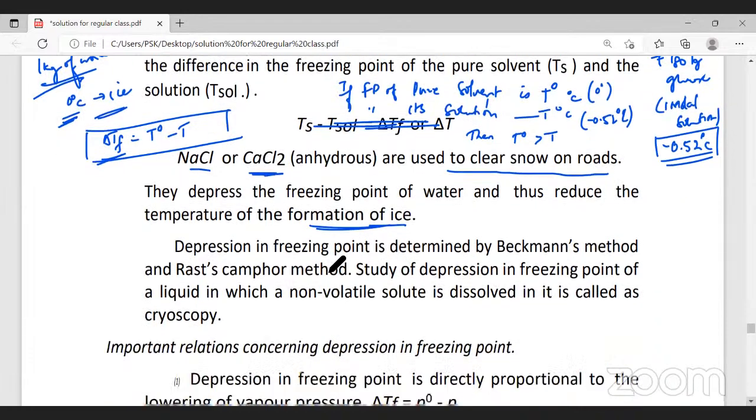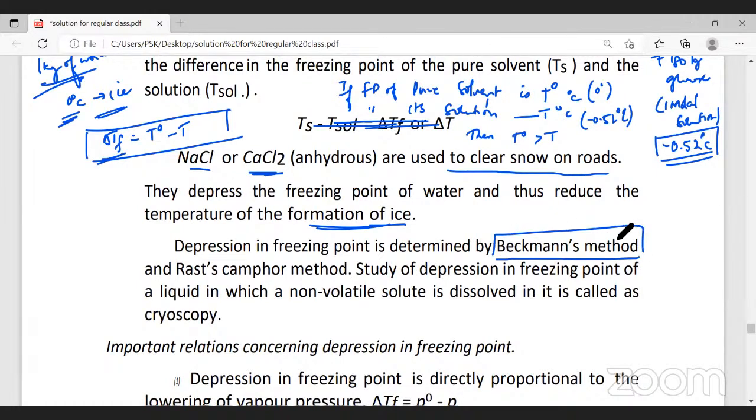So now the depression in freezing point is determined by Beckmann's method. This method you should remember, the name of the method you should remember. Freezing point can be determined by Beckmann's method and Rast-Camphor method. Study of depression in freezing point of a liquid in which a non-volatile solute is dissolved is called cryoscopy. I told you in the beginning of the class, this depression in freezing point is also called cryoscopy.